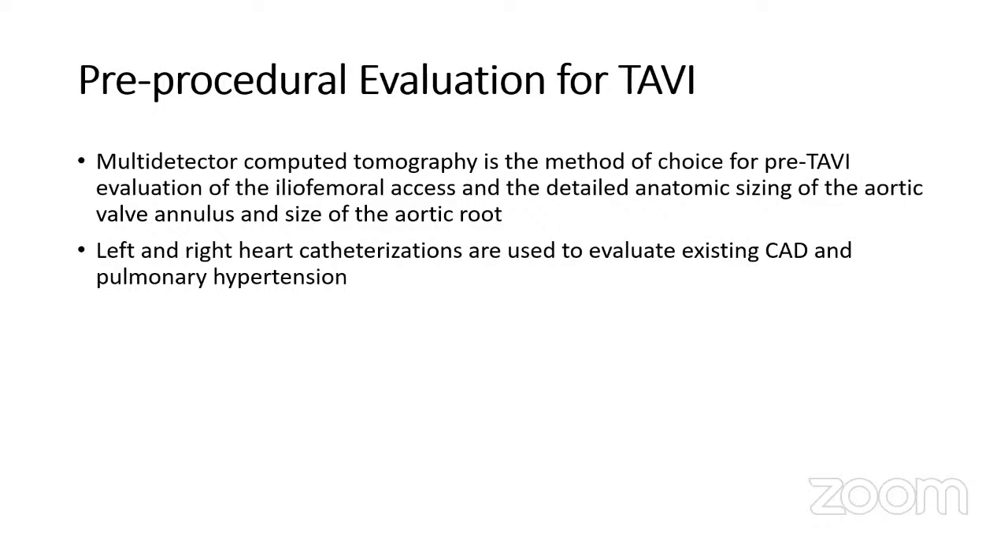This is the pre-procedural evaluation for TAVI. We should do CT pre-TAVI for the aortic valve, CoreValve, and also evaluating the iliofemoral axis for detailed anatomy and size of the aortic valve annulus and the size of the aortic root. And we can also go for left and right heart cath to evaluate for coronary artery disease and pulmonary hypertension.